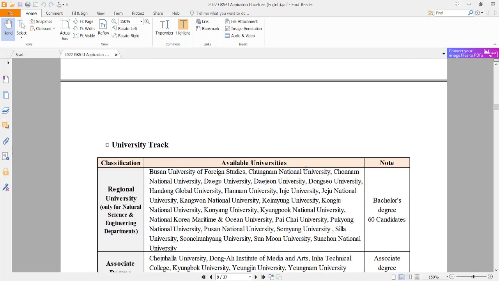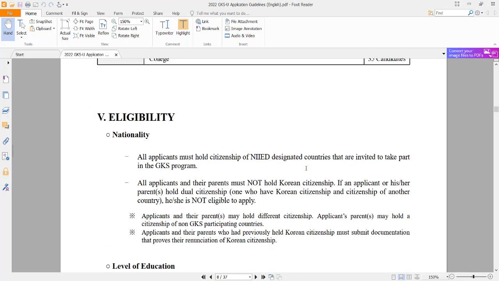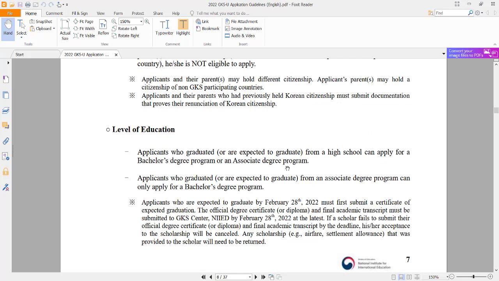These are all the basic stuff, and eligibility is also easy to understand: you should not be a Korean citizen, and you can be of any other country. So these things are okay.